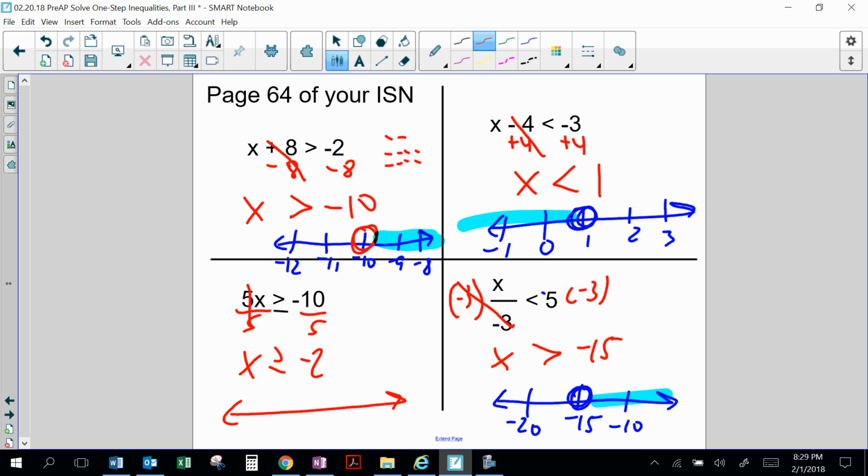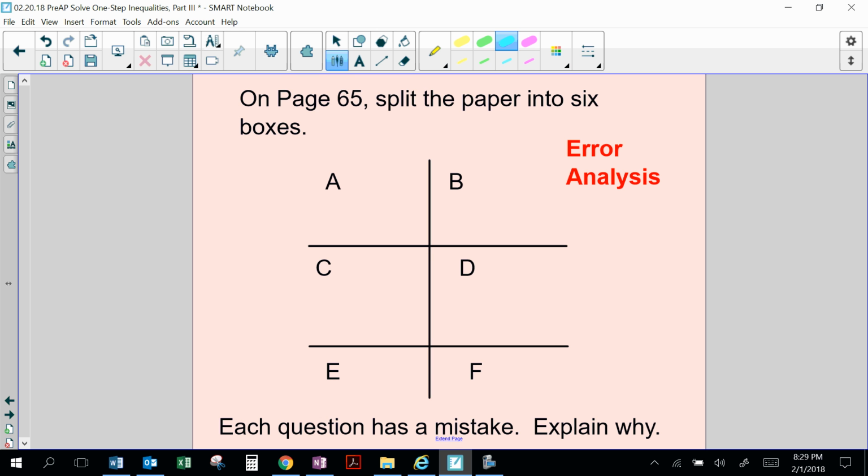Test point works. So next one, -2, -1, 0, -3, -4. Can it be equal to -2? Yes, it can, because according to this, it can be equal. What numbers are bigger than -2? -1 and 0. Is 0, 5 groups of 0 is 0. Is that bigger than -2? -10? Yes, it is.